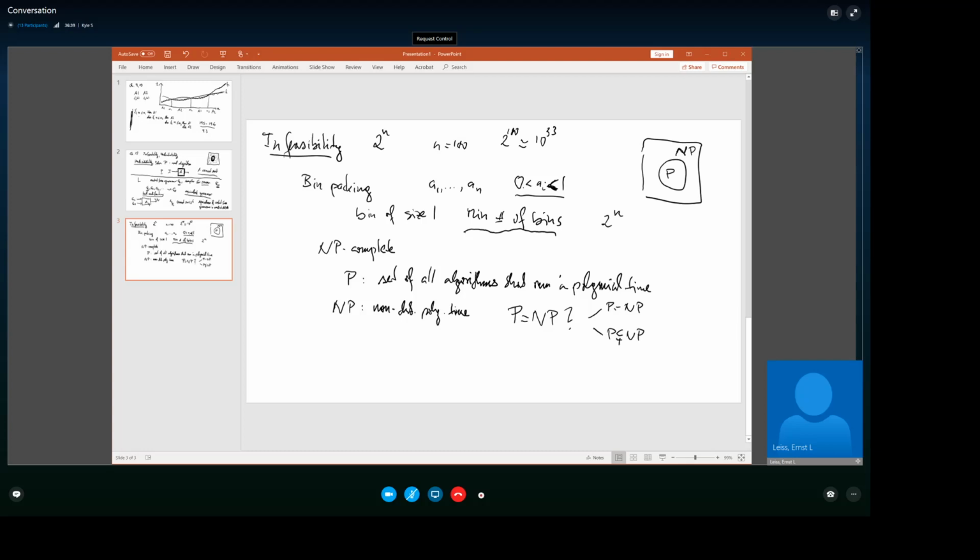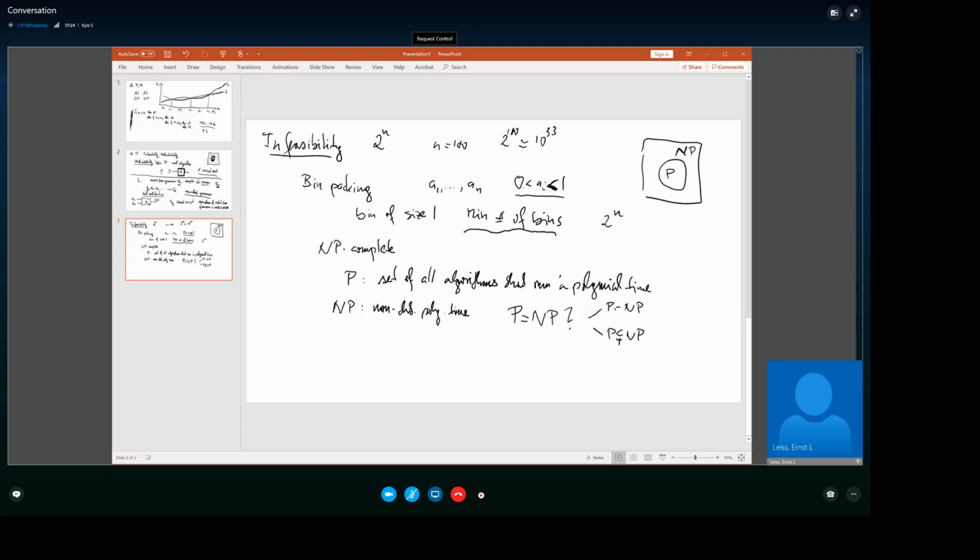This is probably the most famous unsolved problem in theoretical computational complexity. People have been studying that for at least 50 years, and we're really not any closer to being able to answer whether that is true or not than we were 50 years ago. The question still is open, and it probably will stay open for quite a while.